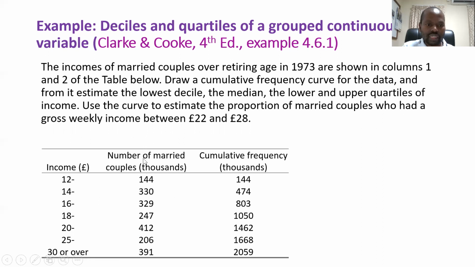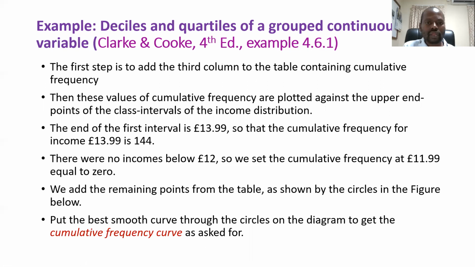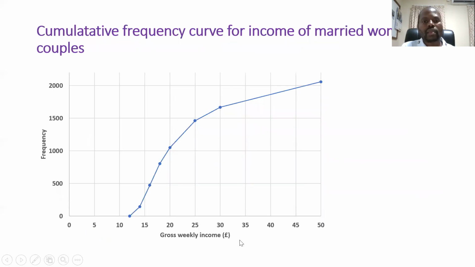So we are going to draw cumulative frequency on the y-axis, and the upper points of each interval on the x-axis. What is being described here is what I've already told you. We draw points of each frequency against the end point, and then put a best smooth curve through the circles on the diagram to get a cumulative frequency curve. And if we do that, this is what we're going to get.